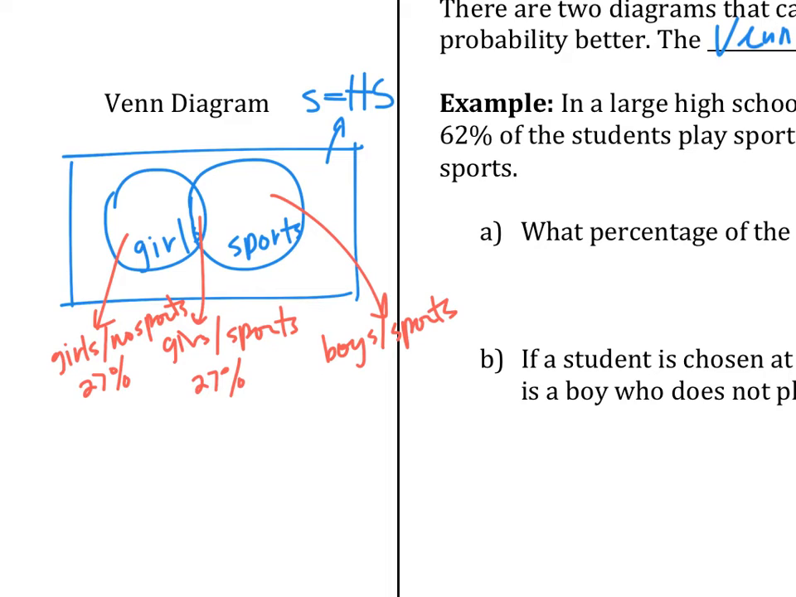Okay, so the question is how much of the school, or what percent of the school, is boys who play sports? From the question, it tells us that 62% of the students play sports. And then 27% of them, we already figured out, are girls. So this must be the leftover part, which is 62 minus 27. So that is 35%.